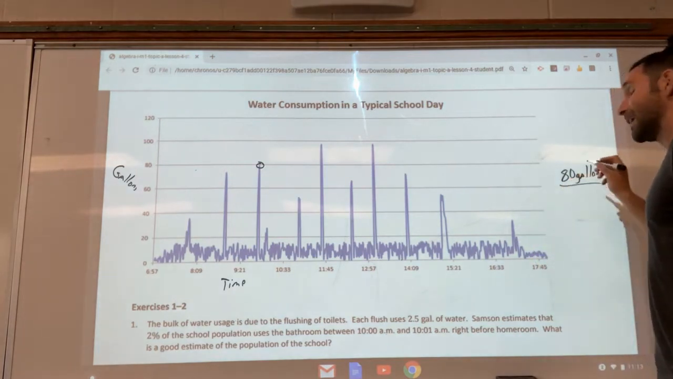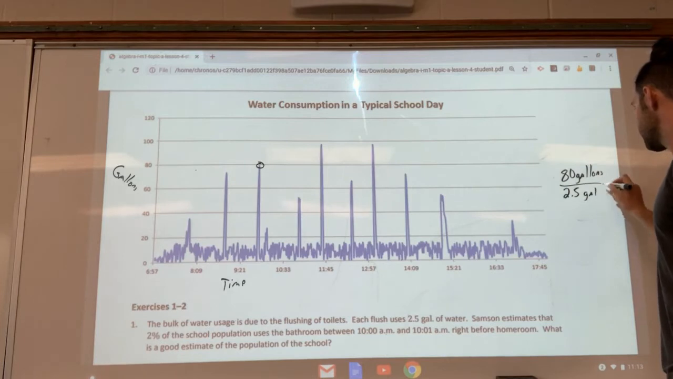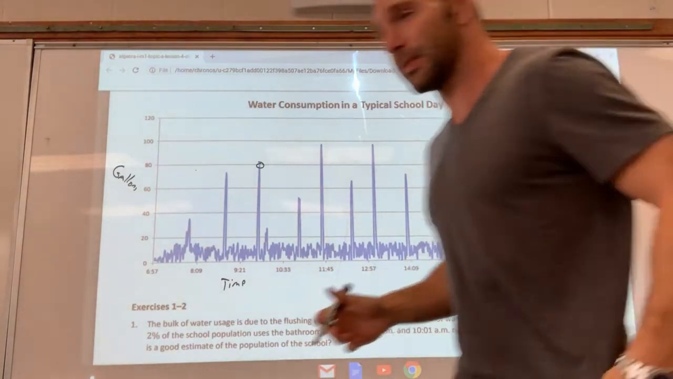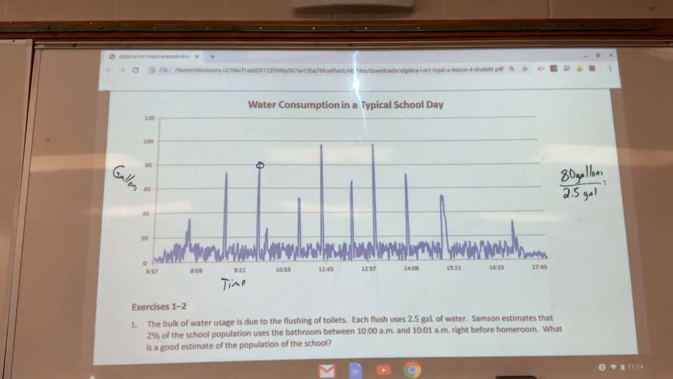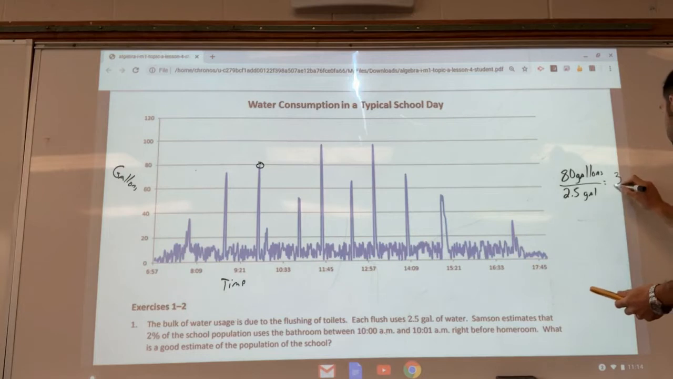So we need to divide the gallons by the gallons per flush. So when we take 80 divided by 2.5, I want to say we get 32, but I'm going to get my handy-dandy calculator. Give me a second. Don't worry, I'll sanitize it after I get done touching it. This is why I need to get my own calculator in here. So 80 divided by 2 and 5/10 gives me 32. And that's the question. It's not just 32, it's 32 flushes.